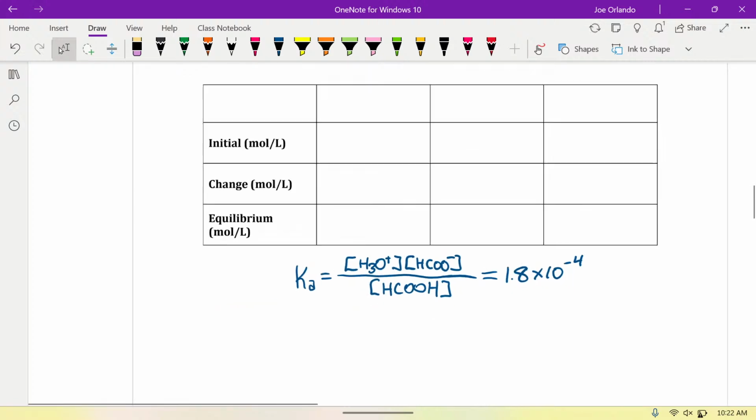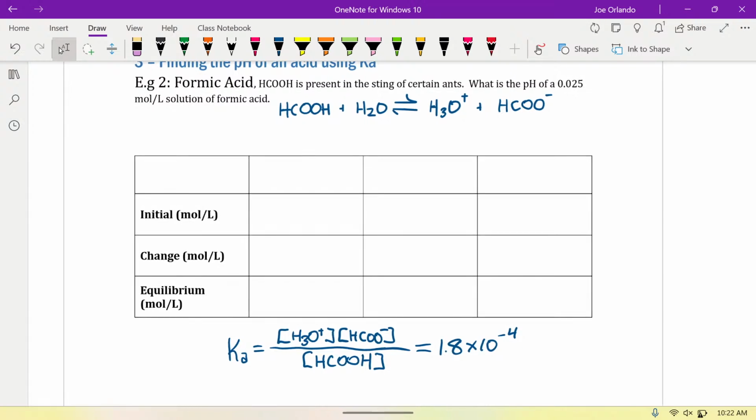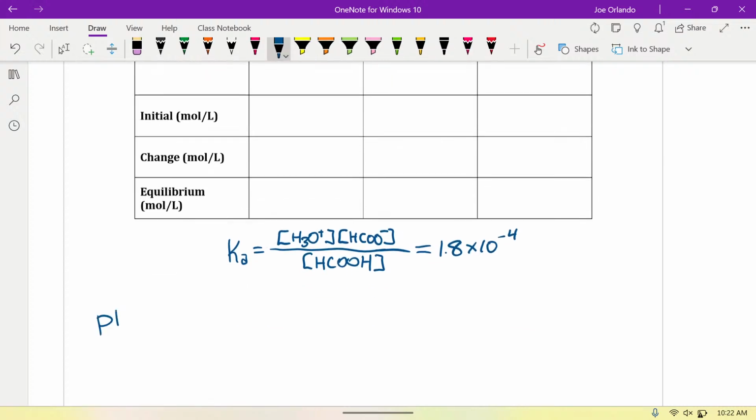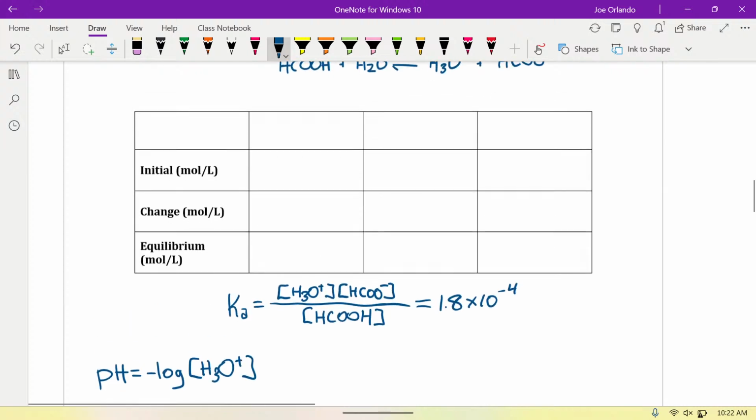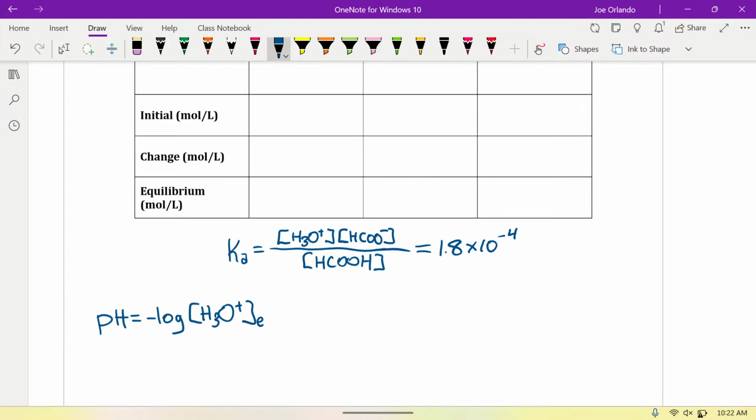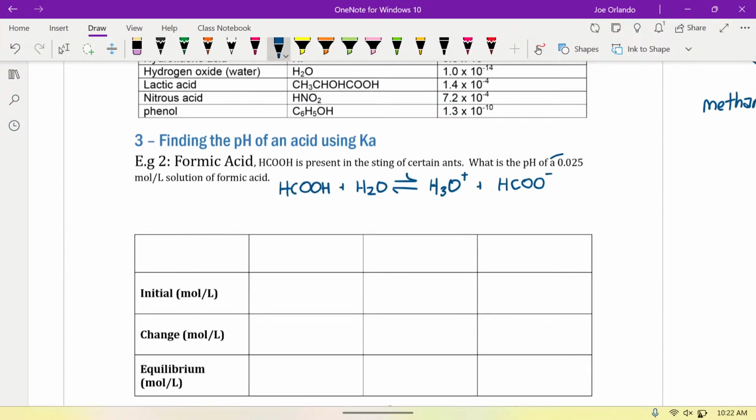Now, the question is, if we start with a 0.025 mole per liter solution, what's its pH going to be? If we want to know its pH, what do we really want to know? pH is the negative log of H plus, or if we want to write it as H3O plus, that's the same thing. So I need to know the concentration of H3O plus, but it asks at equilibrium. Is this value at equilibrium? No, this is what we start with.